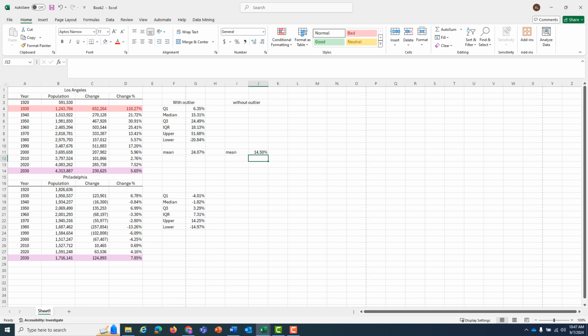Huge difference. Including that outlier makes the average rate of change in Los Angeles look like it's 10% higher than it probably actually should be. So we definitely want to get rid of that outlier. We now have to redo all of our information over again, and I'll even be thorough and see if there are any outliers left in the set over here.